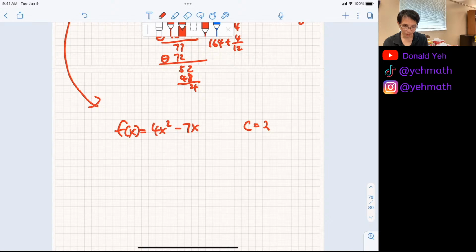Okay, so now with that being said, hopefully you all get the same answer. This one doesn't need a long division, but your homework question is going to have a question that needs a long division.